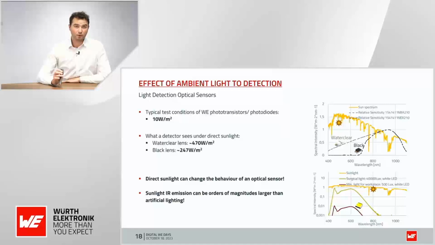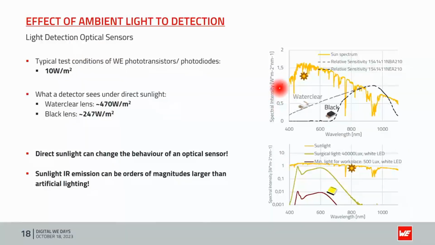So now, as promised, I want to talk a little bit more about the effect of sunlight or ambient light or stray light on optical sensors or optical detections. So let's look at this graph on the right side. Here in yellow, I have the sun spectrum. What we see is it's going all over the visible range, but also very much and far into the infrared range.